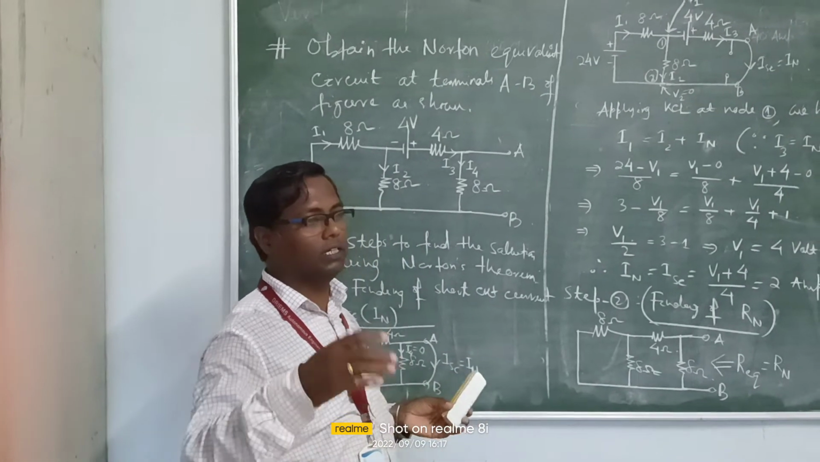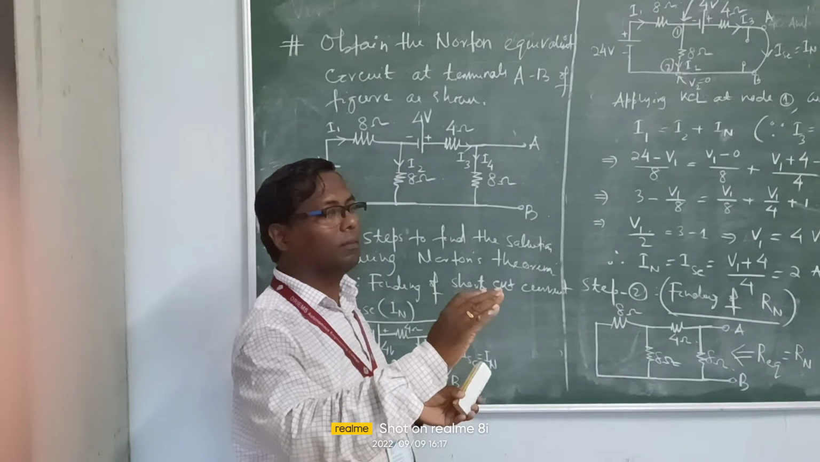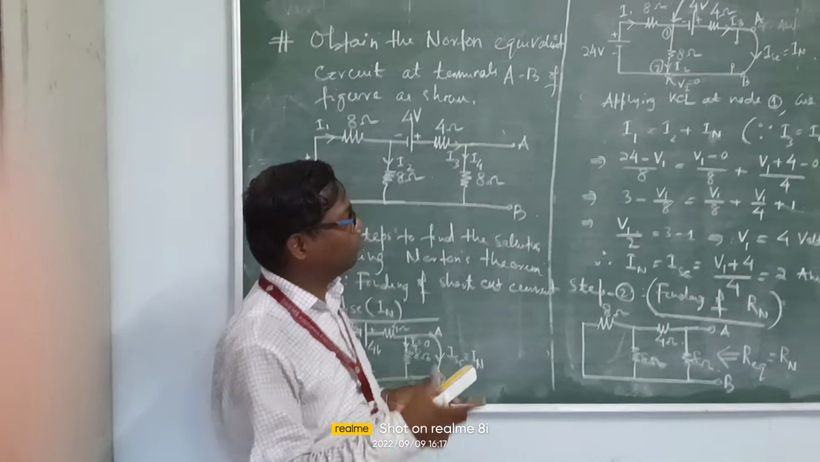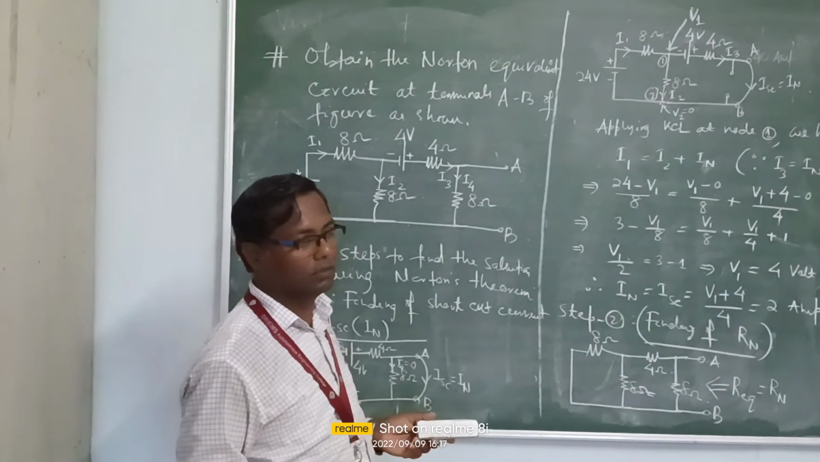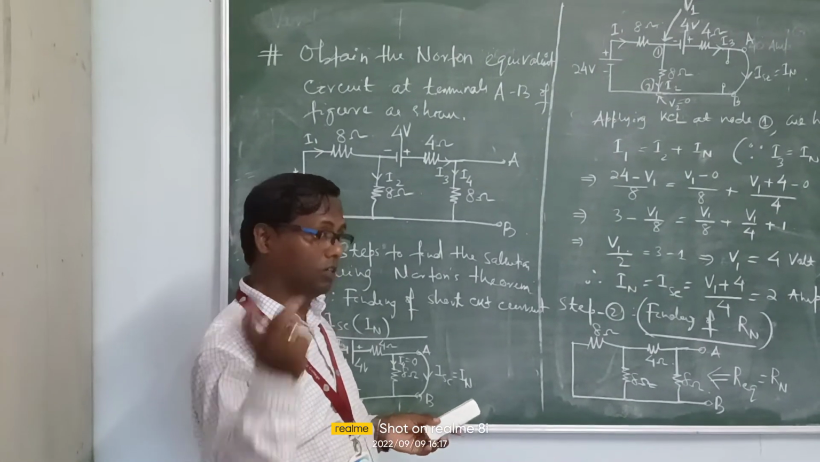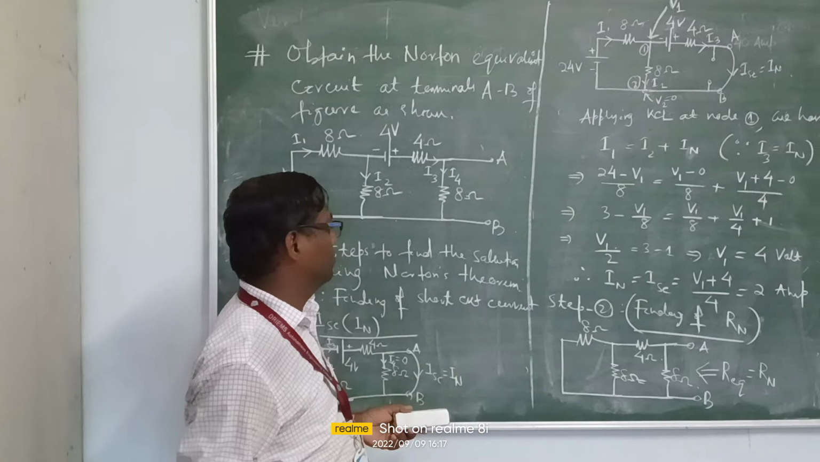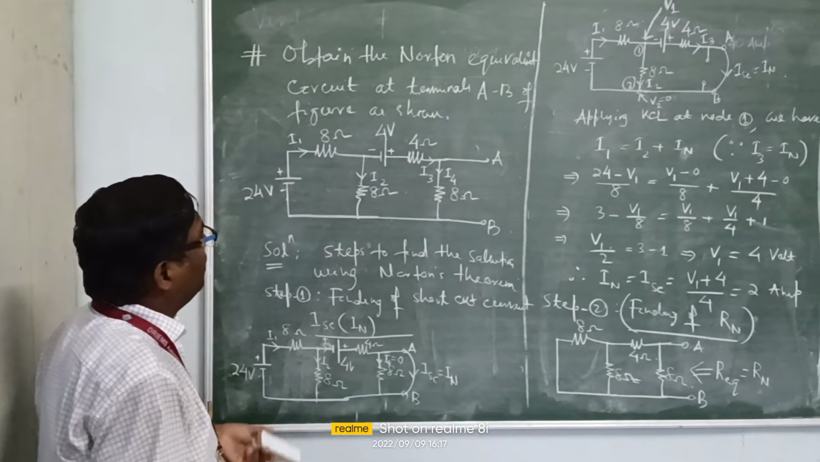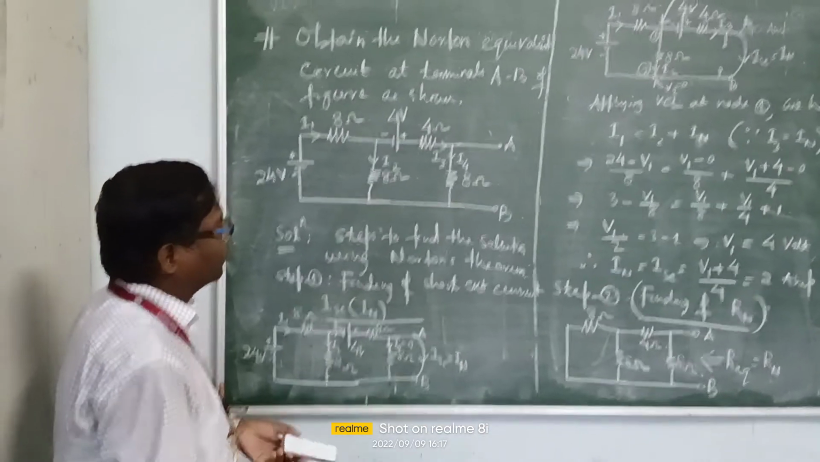Just like in Thevenin's theorem, first you make it open or you remove the terminal so that we can find the open circuit voltage across it. But Norton's theorem is the reverse of Thevenin's theorem. In this case, we have to find out the short circuit current.